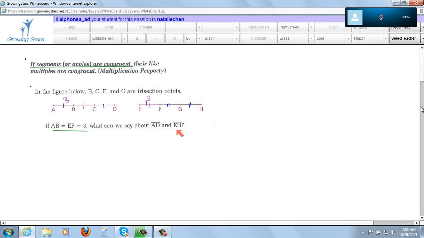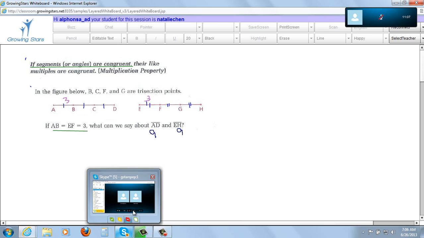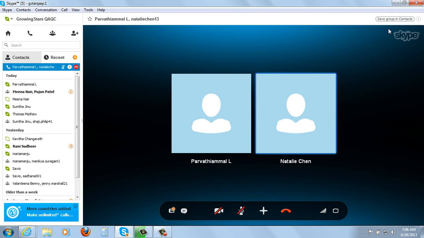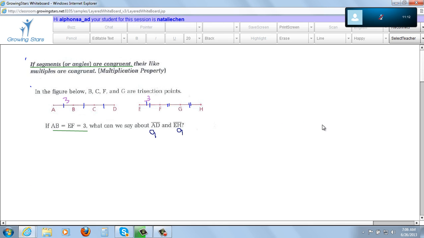When AB equals 3, what is the length of AD? 9, because AD equals 9. And what about EH? EH is also 9 because EF is 3, and since we know that it's being trisected, all of them are congruent, so all of them are going to be 3. Three times 3 is 9.